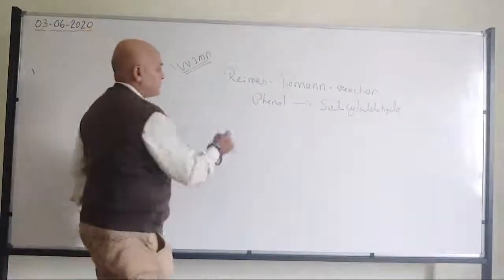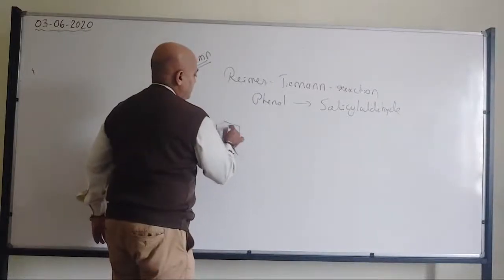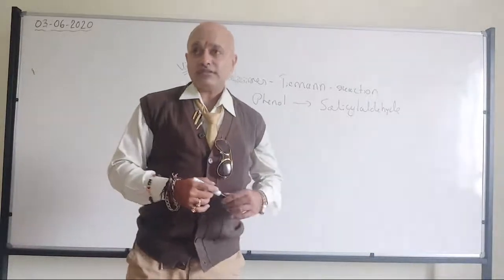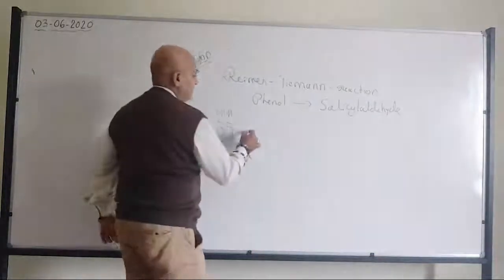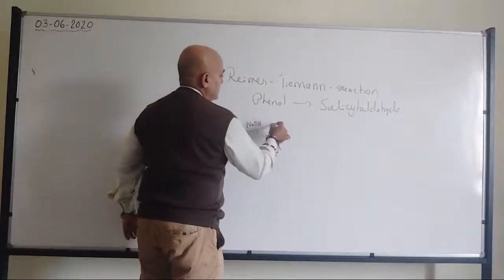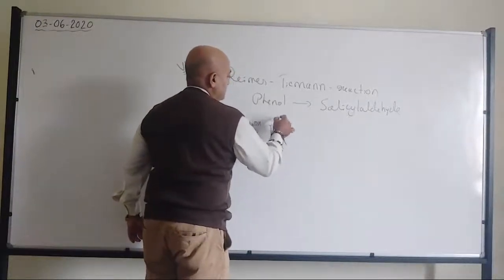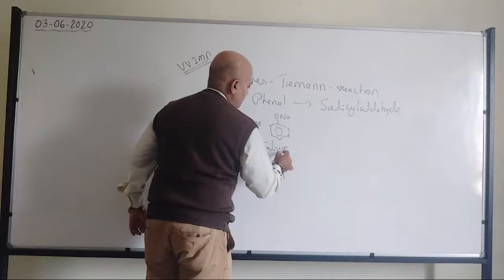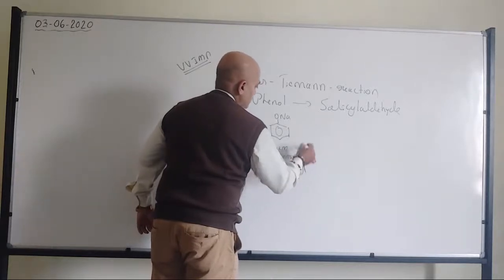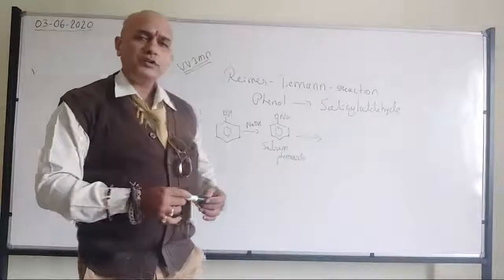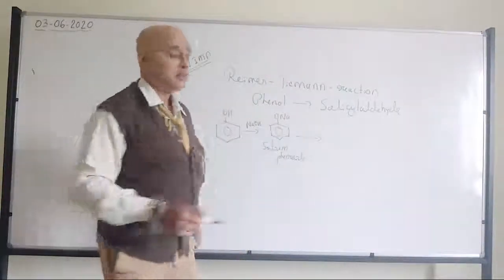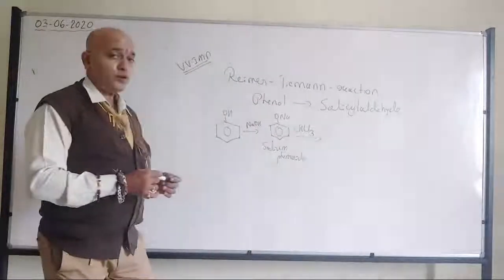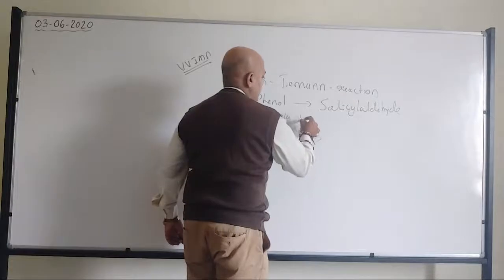Fine? Now, in this reaction, in the first step, phenol should be converted into phenoxide. That will be done with sodium hydroxide. So that's where there will be formation of sodium phenoxide. Okay. So next step, or together also you can show, no problem. Next step, it will be treated with chloroform, CHCl3.